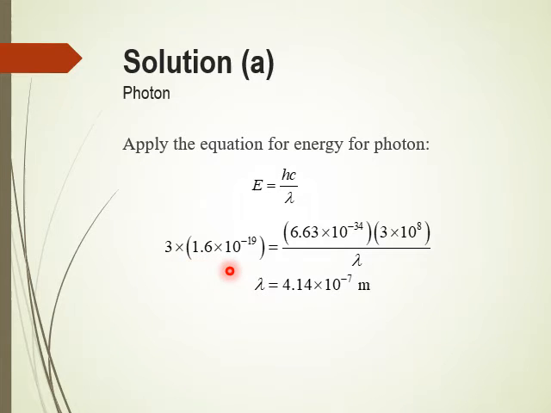Now, some of you might be curious, why am I using 3 times 1.6 times 10 to the power of negative 19 here? In fact, the question just gives you 3 eV. Well, that is because when you apply the equation E equals hc over lambda, E needs to be in terms of joule. Why? Because joule is an SI unit, but eV is not.